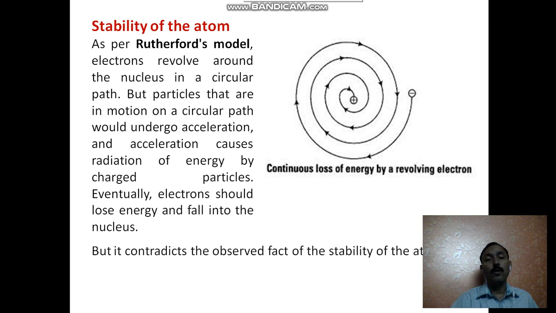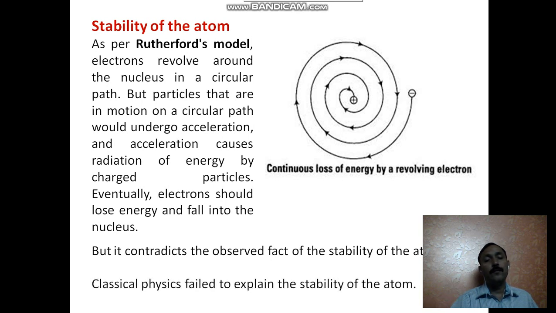But it contradicts the observed fact of the stability of atom. That means the electrons never collapse onto the nucleus. Atom is stable. Classical physics failed to explain the stability of the atom.